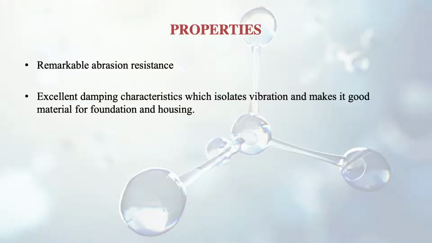This damping characteristic makes it very well known in different industries, because we can use it in foundations and housings, where we want the damping process to take place and the vibrations to die down, because it helps to isolate vibrations. Suppose there is an earthquake; then if our housing structure has a material that can absorb that, it will be very good. Cast iron is that type of material, and alloy cast iron is also good against corrosion.